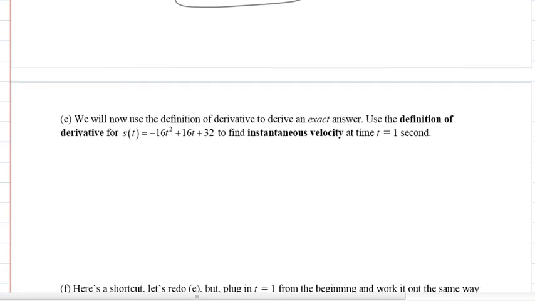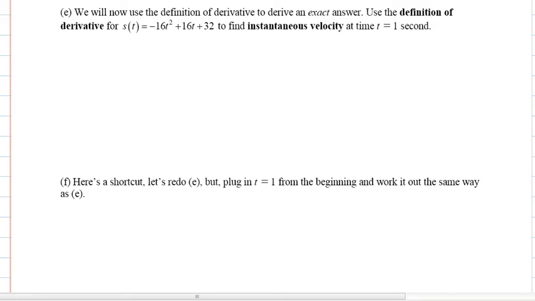Now we're going to do it using calculus, using the definition of derivative. So the definition of derivative has a specific formula. So it's f prime of x is equal to the limit as h approaches 0 of f of x plus h minus f of x all over h.